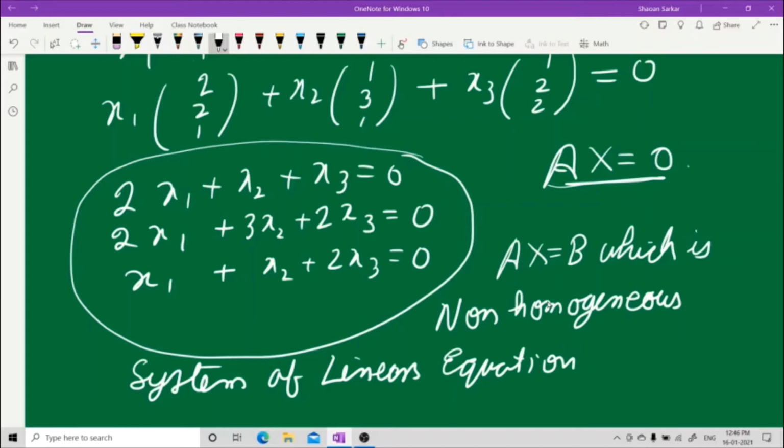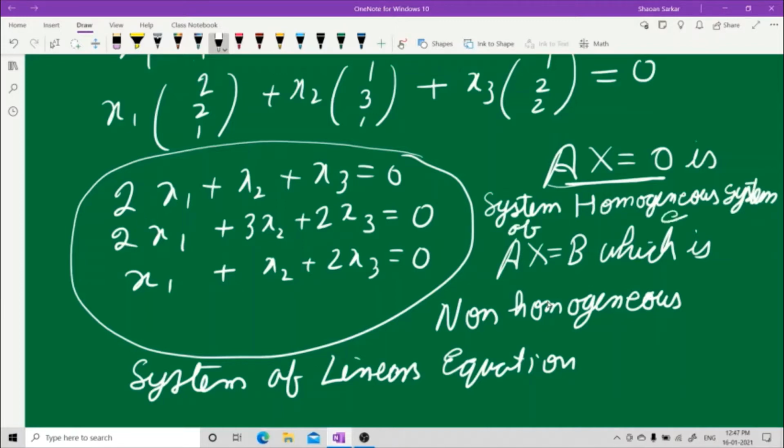Now this is a system of homogeneous linear equations. This is a homogeneous system of equations. So let me underline this word.